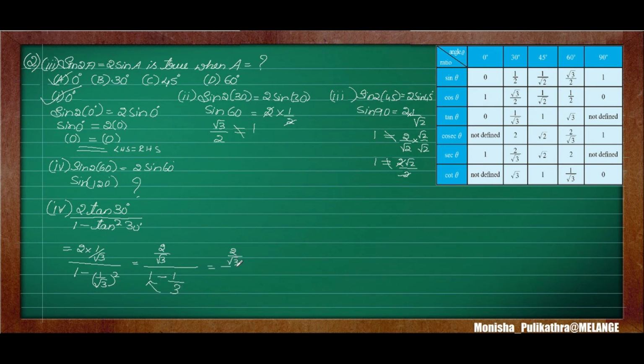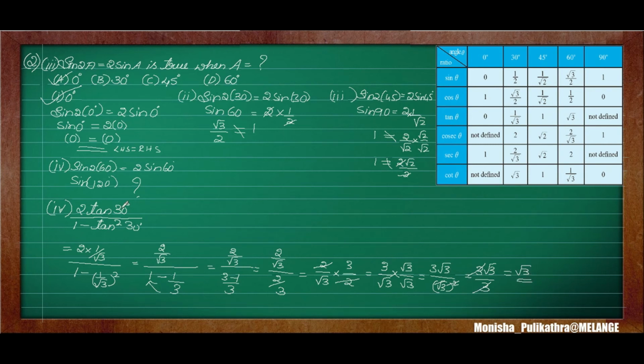So 2 by root 3 divided by 3 minus 1 by 3. So it is 2 by root 3 divided by 2 by 3. When I take the reciprocal, it will become 3 by 2. So the 2 cancels, and it is 3 by root 3. We can't keep it as it is because 3 by root 3 is not a value in the table. So I'll be rationalizing it. Root 3 into root 3. So 3 into root 3 is 3 root 3, divided by root 3 into root 3, which is root 3 whole square. So it cancels, and the remaining answer will be root 3.